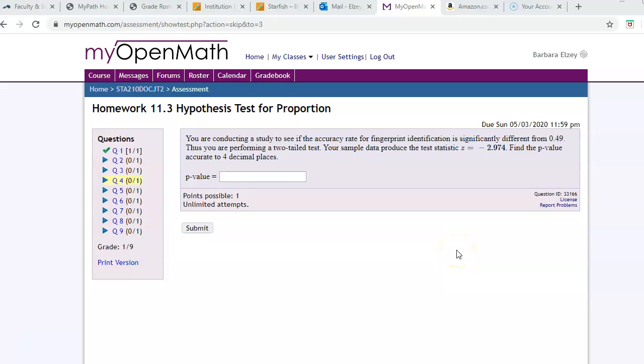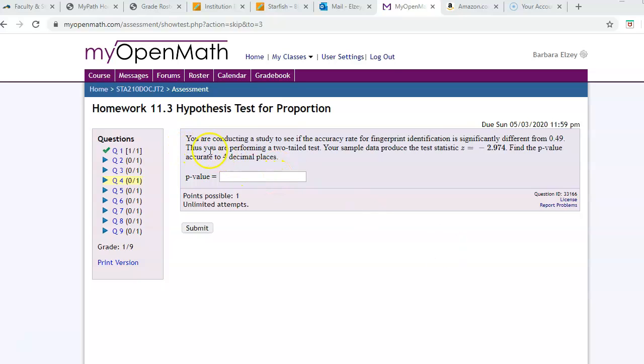Okay, so this is another question where we're just doing one step of the hypothesis test. In this case, we already have the test statistic, and we want to look up the p-value using Excel. Now, it's important when looking up a p-value to pay attention to our alternate hypothesis.